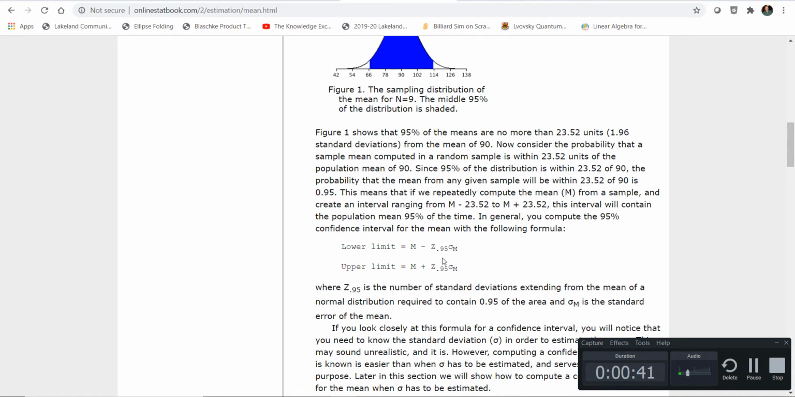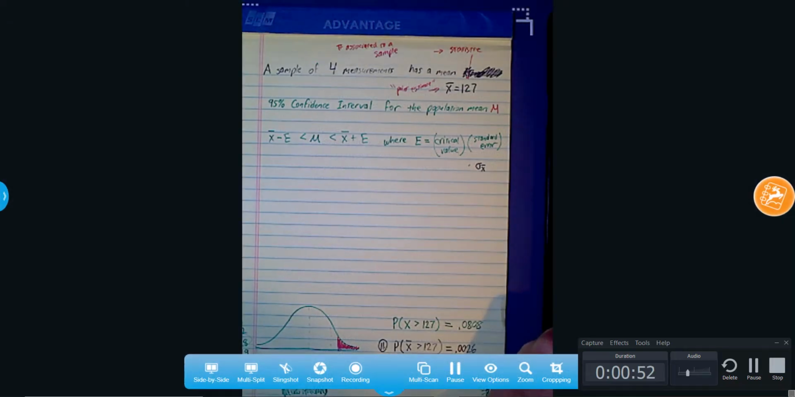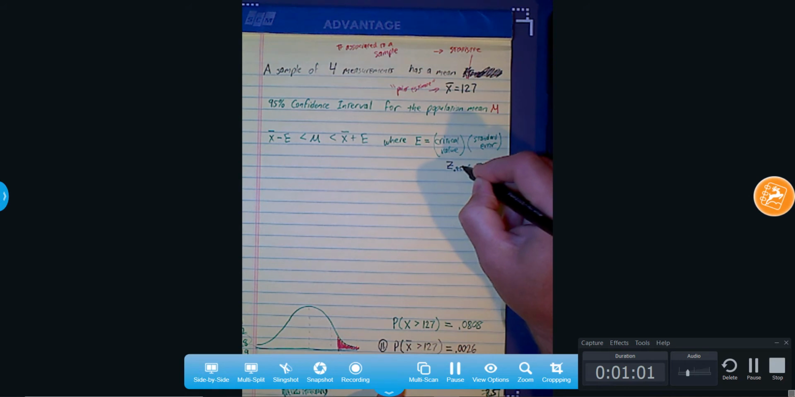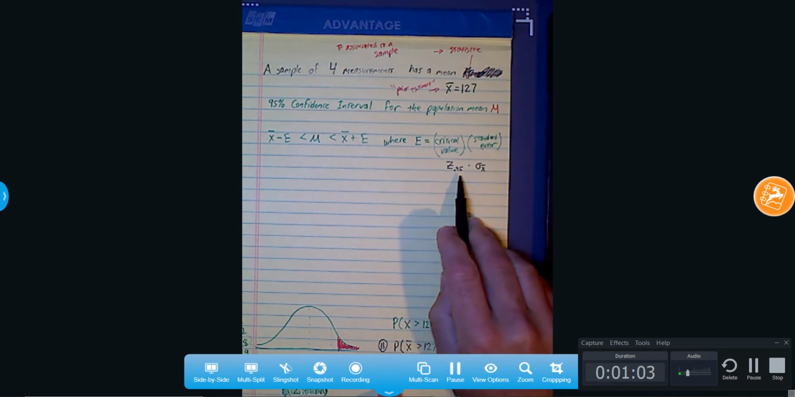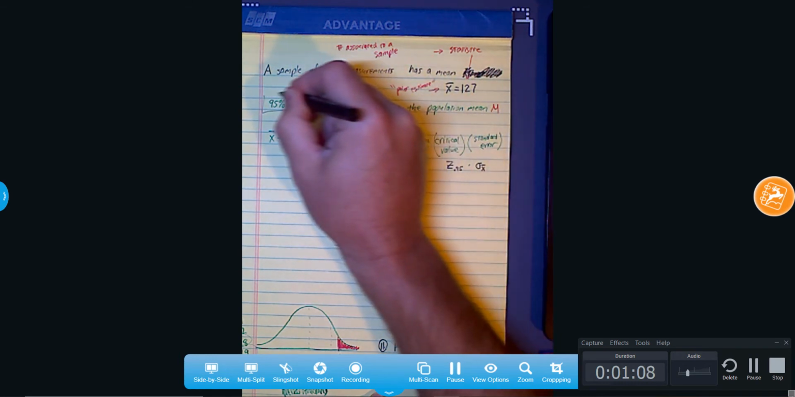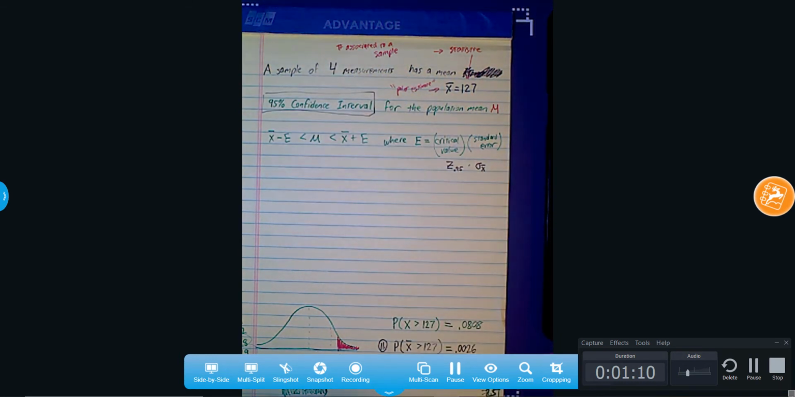Yeah, they say the lower limit is z 0.95 times sigma m, right? So they're using m instead of x bar. That's the difference. X bar is more of a standard thing to use. So we want the z value corresponding to 0.95. And the reason I put 0.95 is because I said that we're going to construct a 95% confidence interval. So let's learn how to get these measurements.